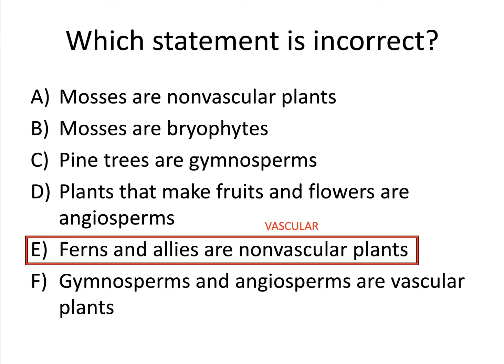All right, if you said ferns and allies are non-vascular plants, that is the false statement. Those are, in fact, vascular plants. They have vasculature. The rest of these statements are true, and that's explained in the previous slides.